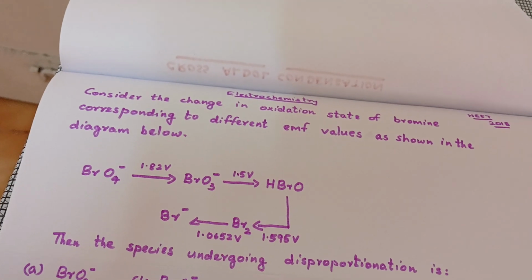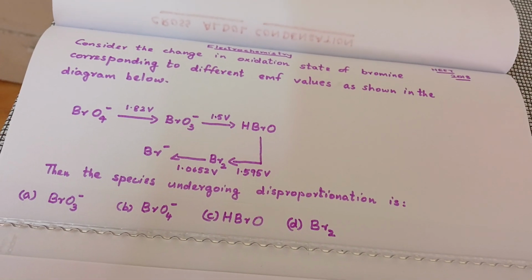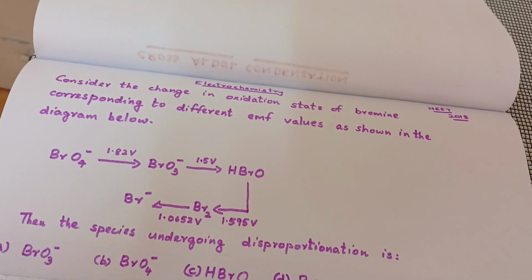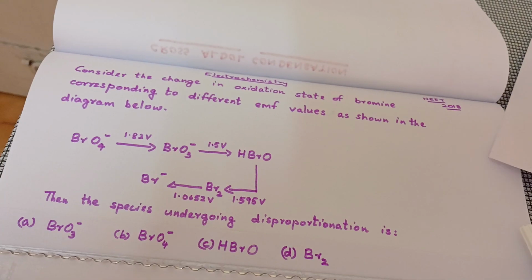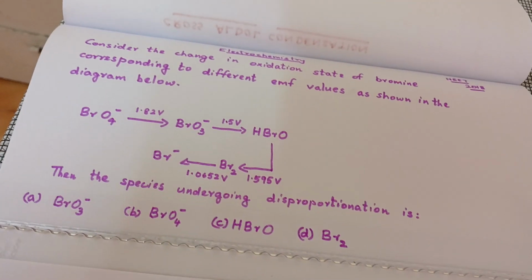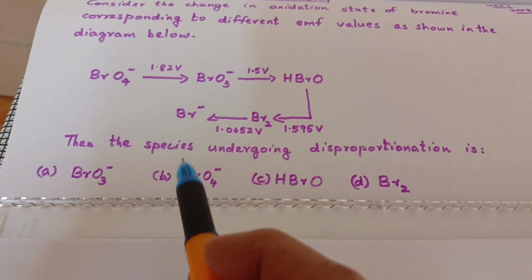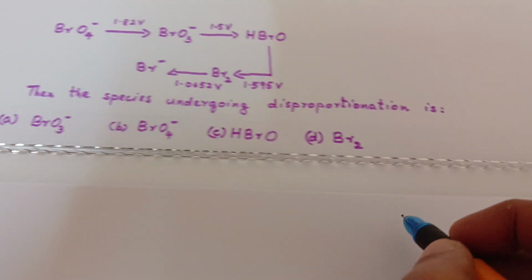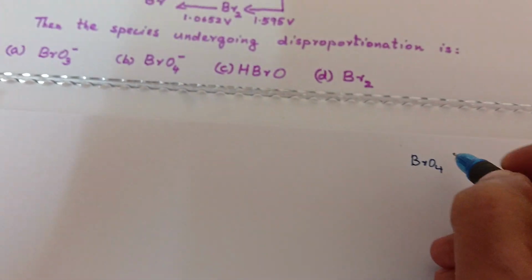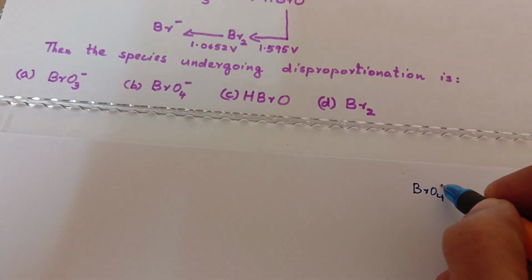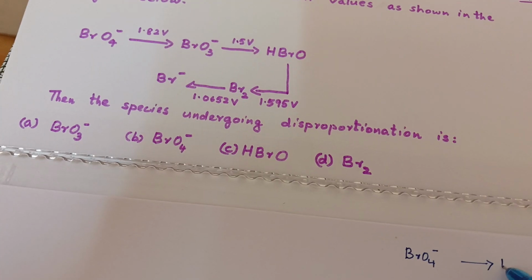Disproportionation means the same species undergoing oxidation and reduction. So that is what we need to find. So let us first write down the data given to us. That is BrO4 minus changing to BrO3 minus.